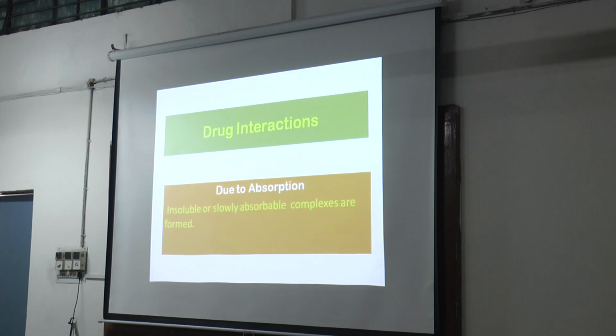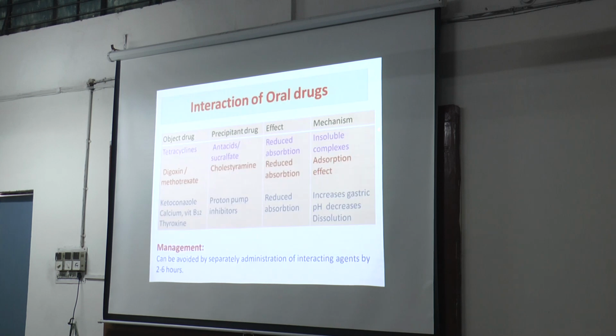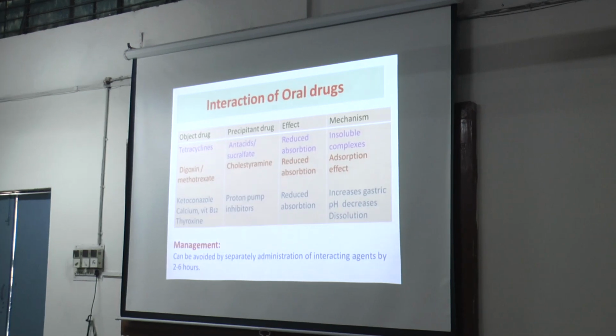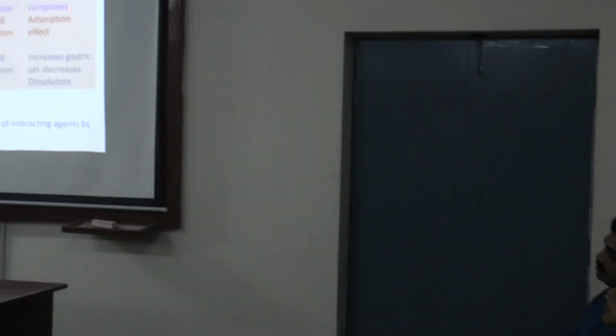I am explaining all these things on the basis of pharmacokinetics. First, which types of interaction are there at the level of absorption? As we know, antacids and sulfates are precipitant drugs here, which can form an insoluble complex with tetracycline, so absorption will be hampered. Similarly, reduced absorption will be there when we give cholestyramine with other drugs, because a complex is formed. If the complex is formed, it can't be absorbed.